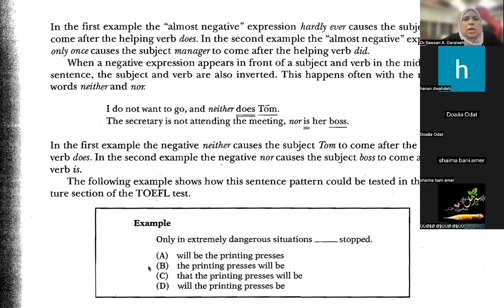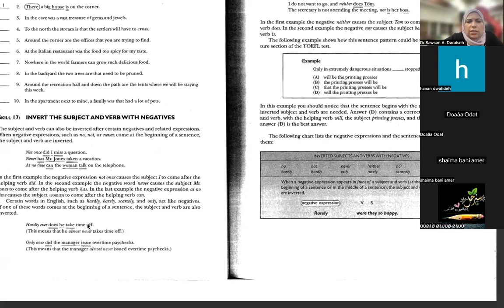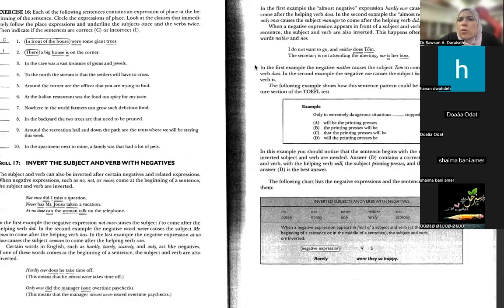Okay, so in the first example, the negative expression is "hardly ever." Let's go back to it. So this one: "Hardly ever does he take time off." Let's see what the writer says about this sentence. "Hardly ever" causes the subject "he" to come after the helping verb "does."